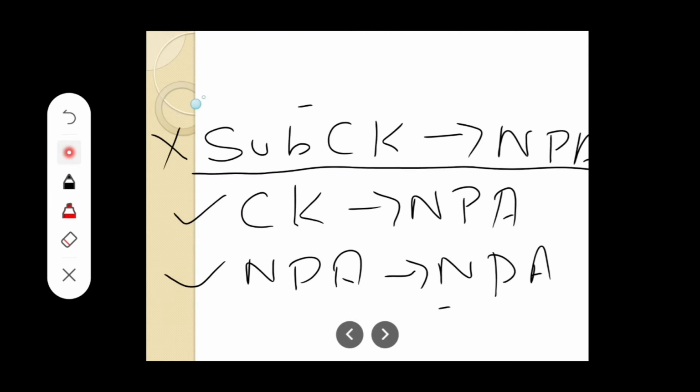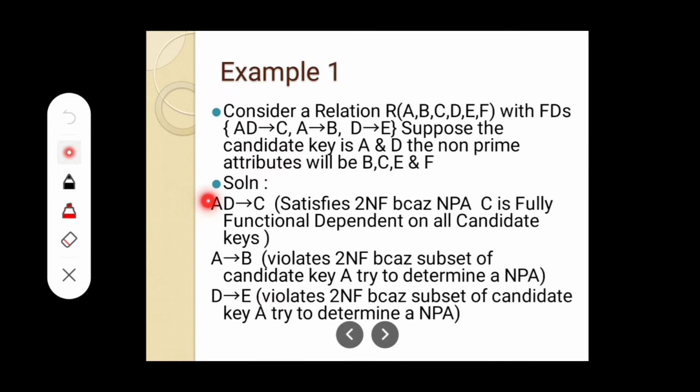What condition did we say? A candidate key determining non-prime attribute is true. That we have already seen. So this is true. Okay, so this satisfies 2NF because the non-prime attribute C is fully functionally dependent on the candidate key. So AD determines C, means C is fully functionally dependent on AD.